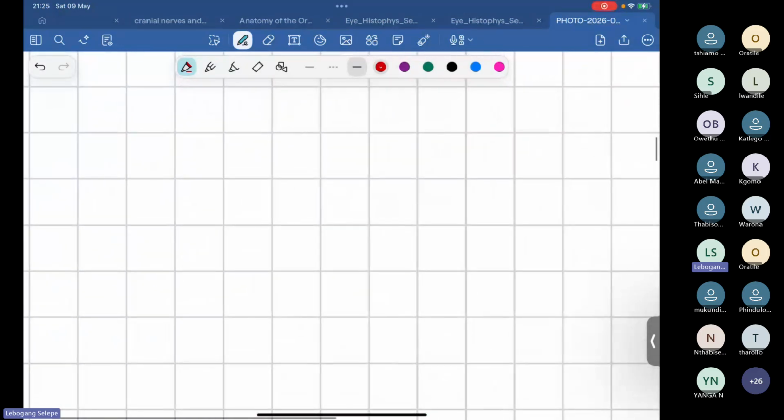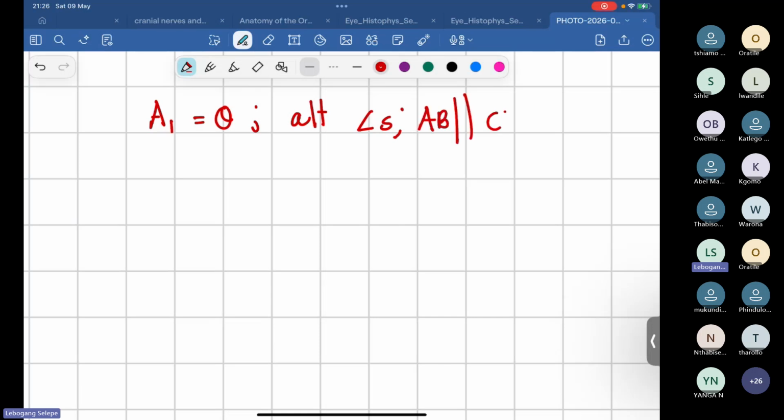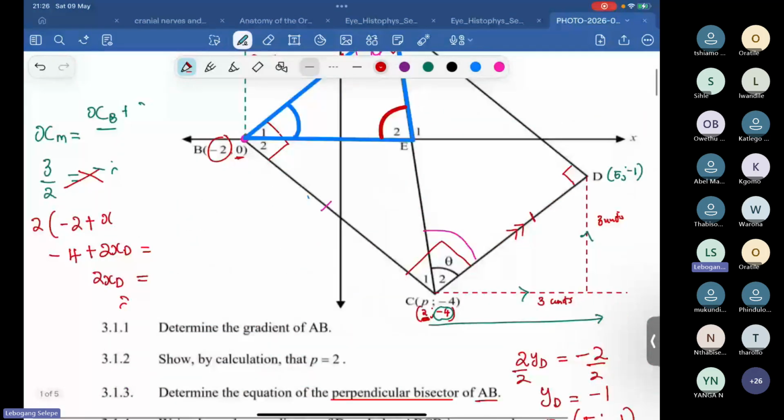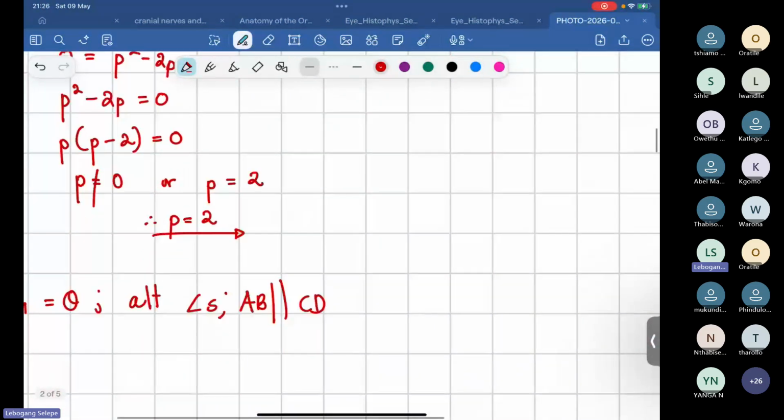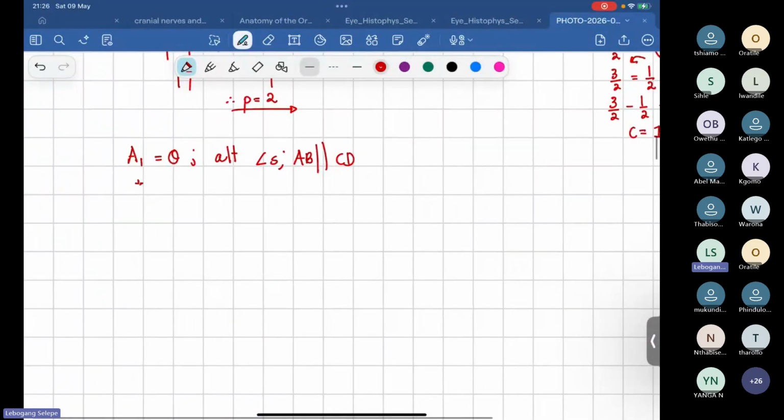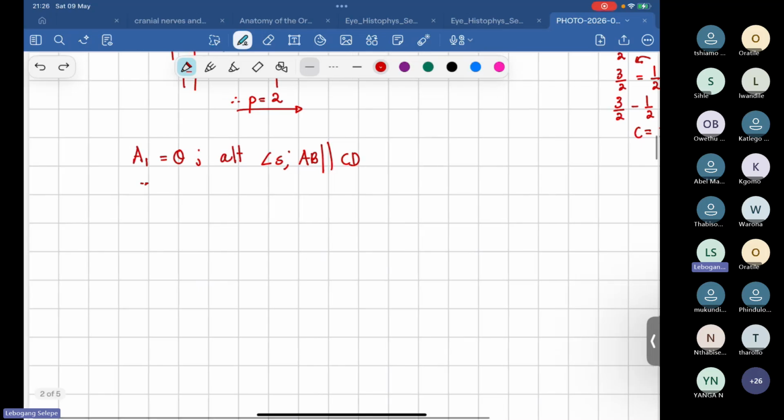What we've just said is that A1 is equal to theta, and the reason is that these are alternate angles because we know that AB is parallel to CD. Don't forget to write down the reason. Now the next thing is understanding the inclination of AB, which is B1, this B1 that I'm talking about. So we know that the size of B1, we just rewrite like that.